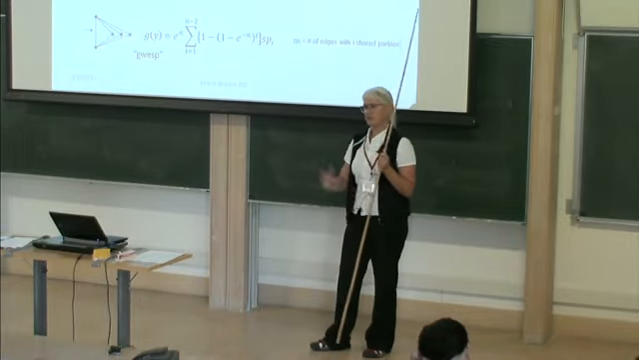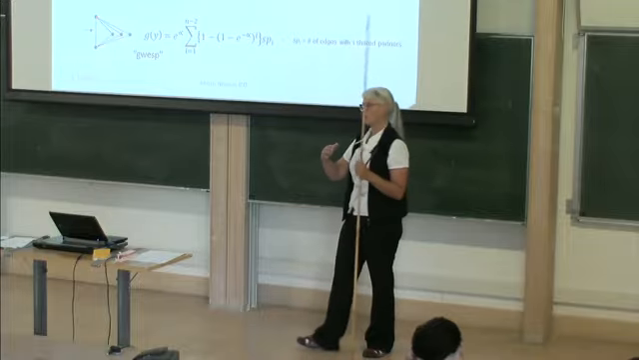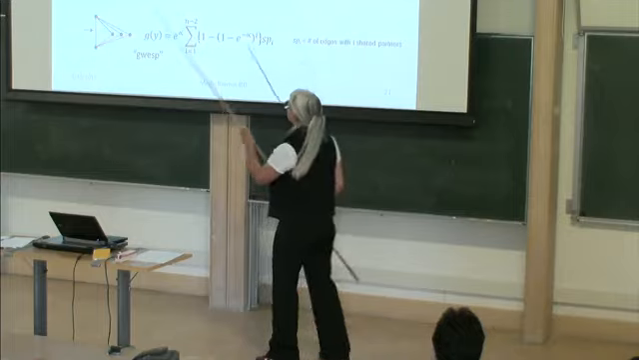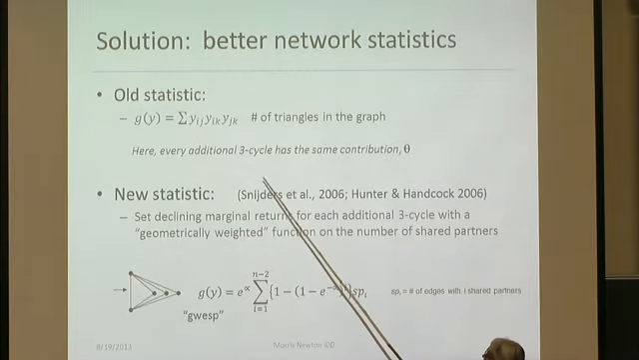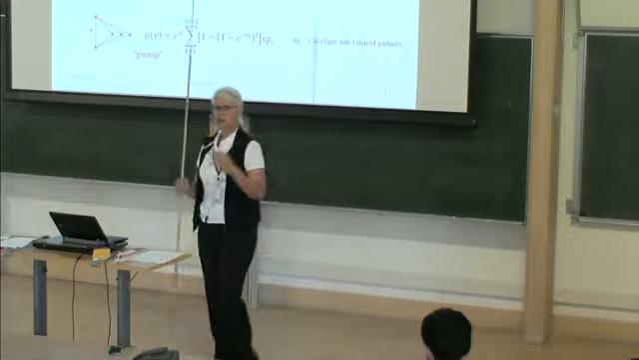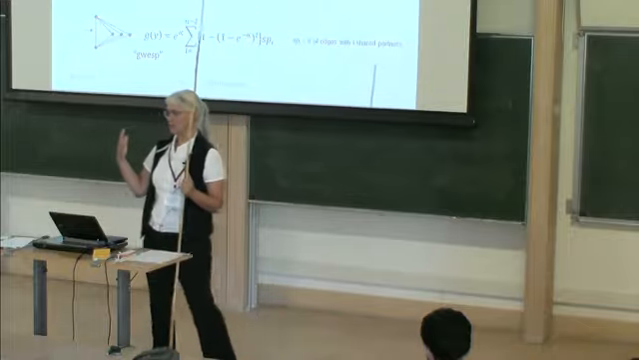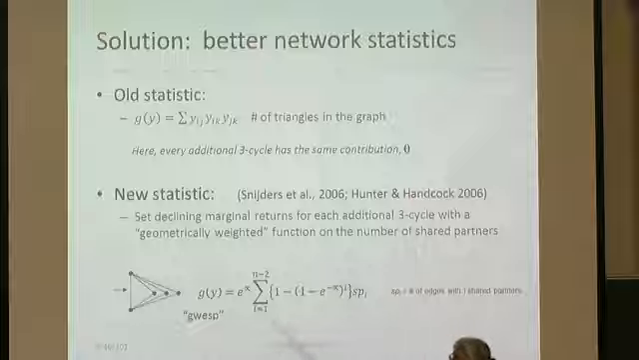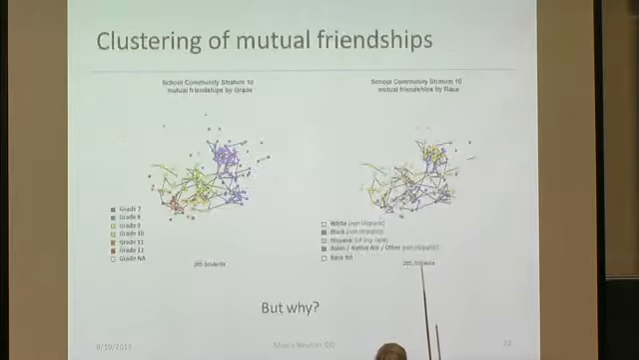And one of the things you've just done is you've bounded that dependence. So it's no longer the case, as in the old statistic, that each additional triangle a tie creates contributes an equal amount to the likelihood, so that the more triangles a tie creates, the better. Now you have these declining marginal returns. And that allows you to do some really nice things.